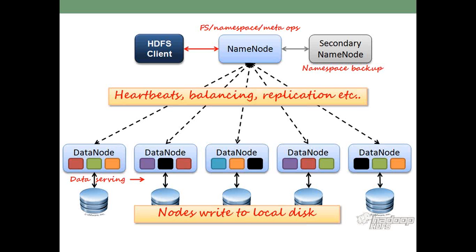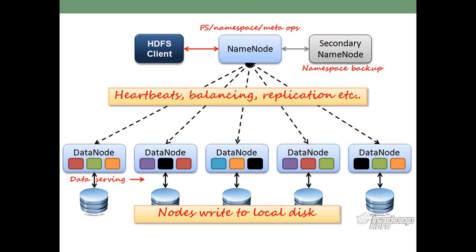Suppose the NameNode wants to know whether a particular DataNode is dead or alive. For that communication, the DataNode sends the signal every few seconds, and we call those signals heartbeats. Based on those heartbeats, the NameNode maintains information about whether a particular DataNode is dead or alive. Based on that information only, it stores the data.